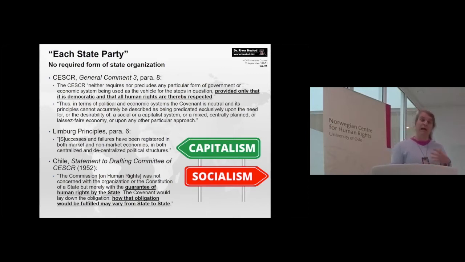So capitalism is consistent with economic, social, and cultural rights. Socialism is consistent with it. There's no particular economic system that is better or worse. You can see there in the second paragraph, it could be socialist or capitalist, mixed or centrally planned, laissez-faire economies. No particular approach is necessary.